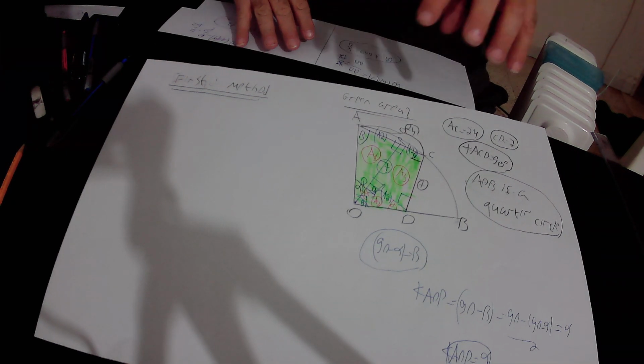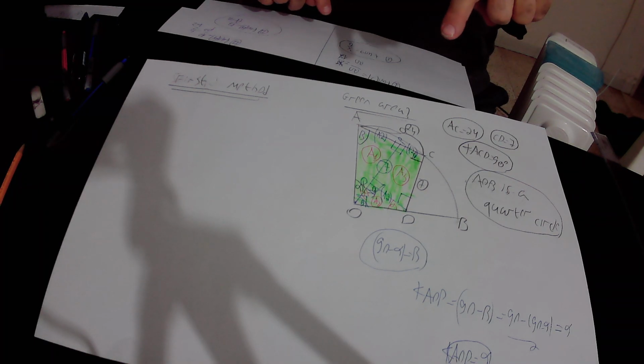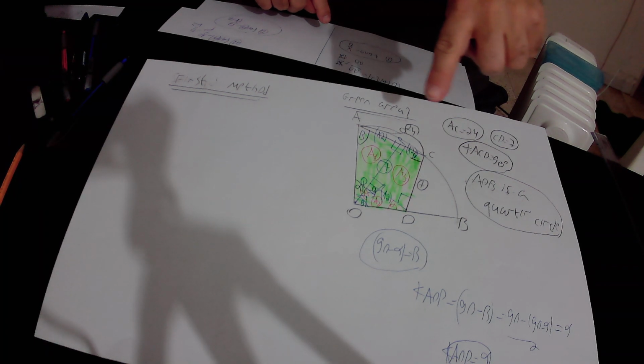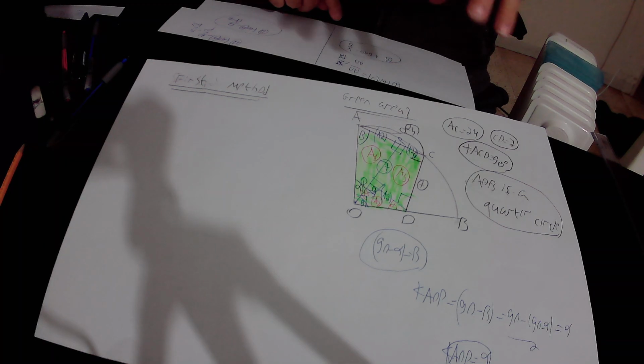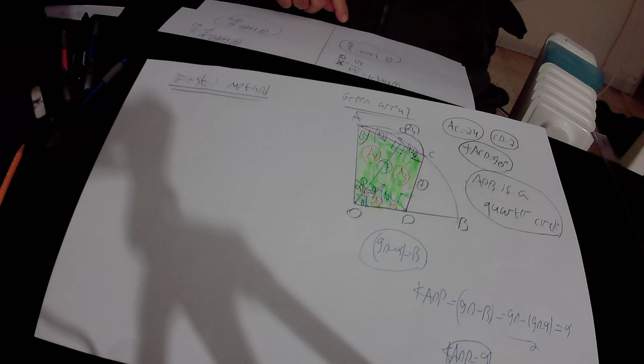So in the drawing we have a quarter circle, AOB is a quarter circle. Inside this quarter circle we have quadrilateral ACOD. Our mission is to find out the area of this green quadrilateral AOCD.